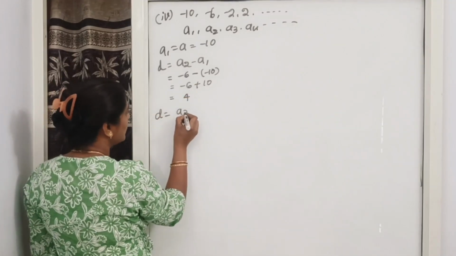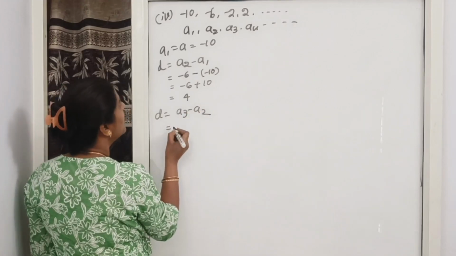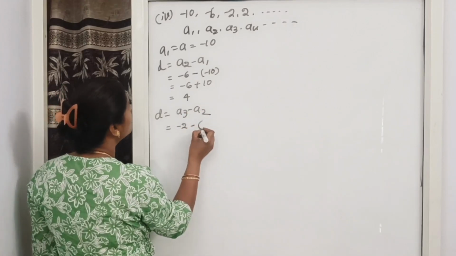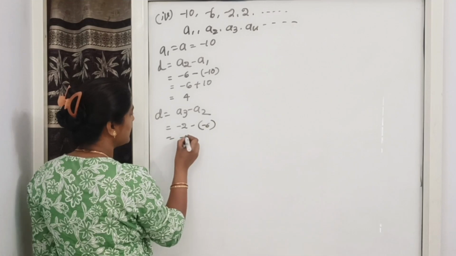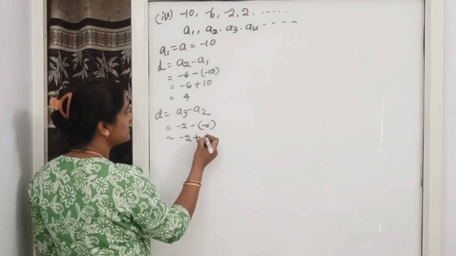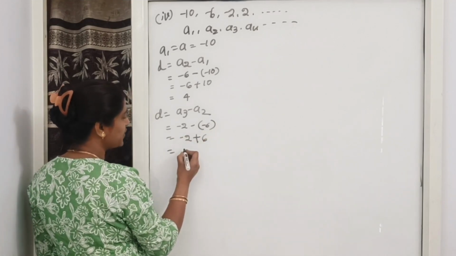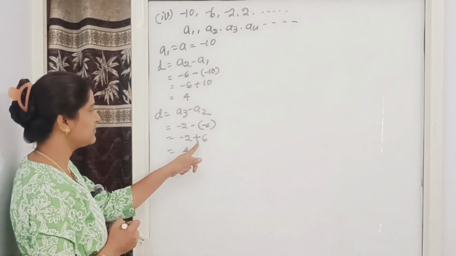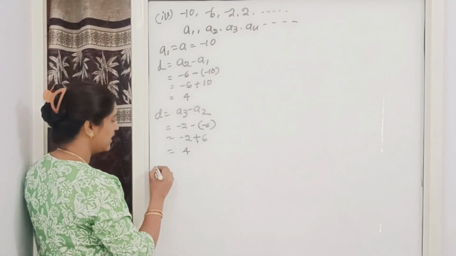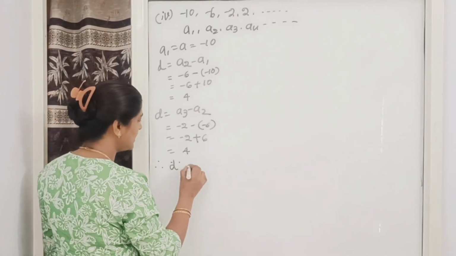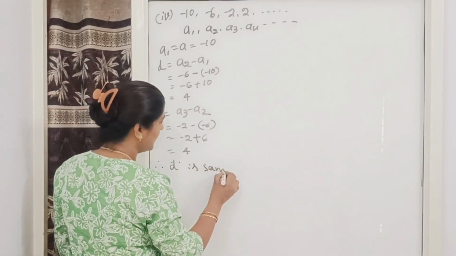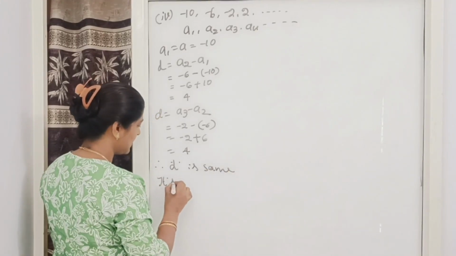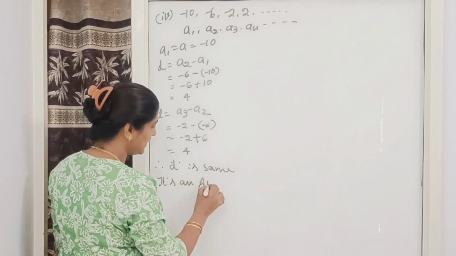Next D is A3 minus A2. A3 is minus 2, minus of minus 6. Minus 2, minus into minus plus. So 6 minus 2 is 4. Isn't it? See here, minus into minus plus. 6 minus 2 also 4. Therefore, D is same. It's an AP. Isn't it?